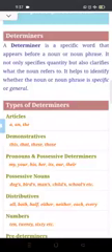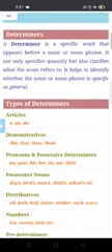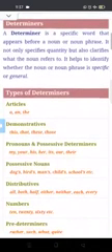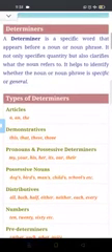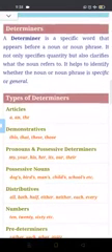Today I am going to start another topic, about vocabulary or grammar, that is determiner. Okay, what is determiner? Determiner is a specific word that appears before a noun or noun phrase. It not only specifies quantity but also clarifies what the noun refers to.